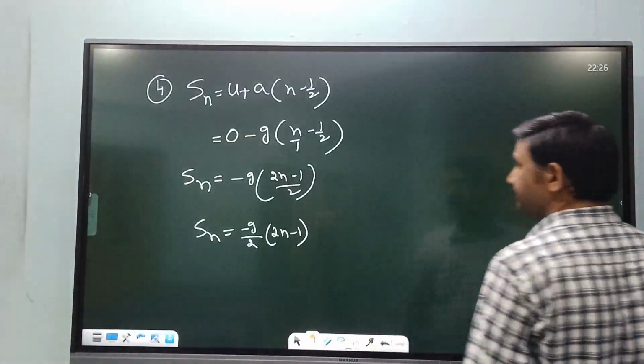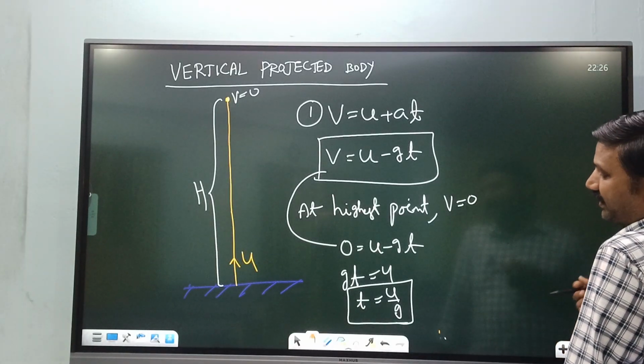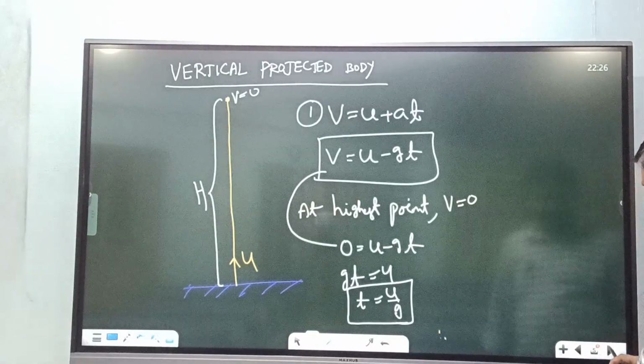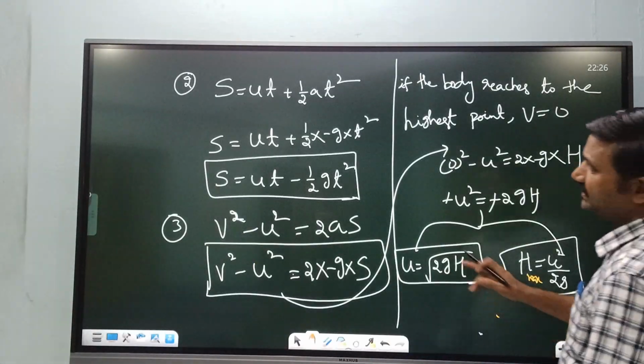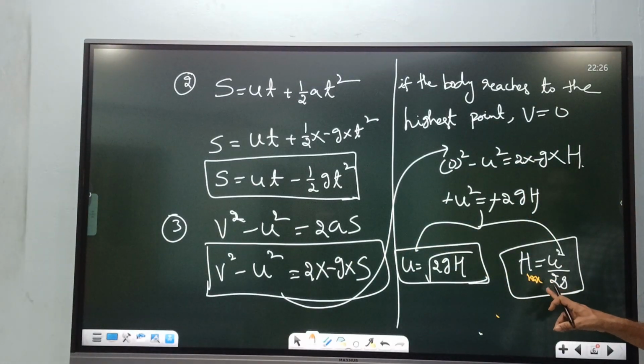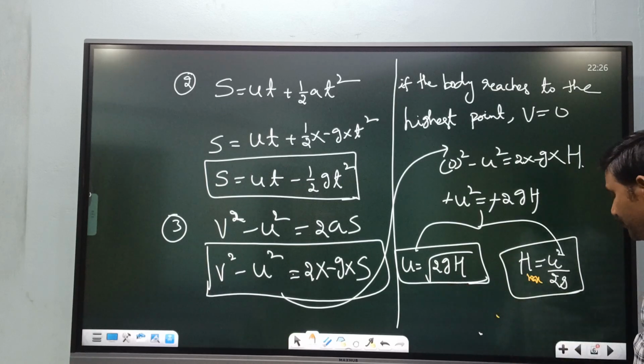Next, the main formulas in case of a vertical projected body. The time of ascent is u by g, the maximum height reached by the body is h max is equal to u square by 2g, and the velocity u is equal to root of 2gh.